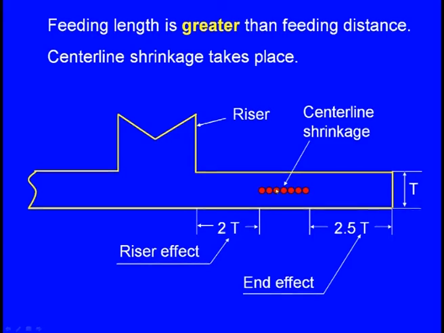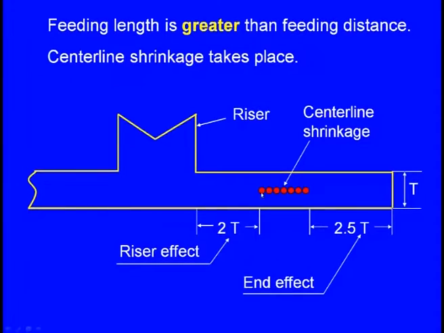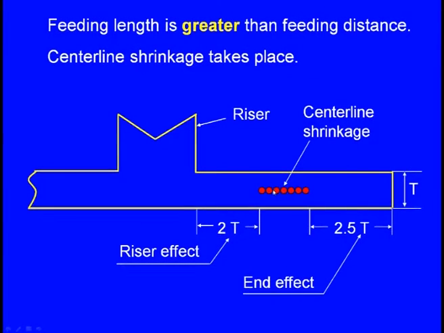Now, what about this portion? This portion is not covered by the riser effect, and it is not covered by the end effect. Then what will happen? There will be shrinkage. You can see this is known as the center line shrinkage. So, center line shrinkage can take place when feeding length is greater than the feeding distance. Feeding length means the actual length falling under the load of the riser. So, this whole length is the feeding length, whereas feeding distance is the sum of the end effect and the riser effect. So, in this case the feeding length is greater than the feeding distance. So, that is how a center line shrinkage cavity, which is the defect, is arising here.